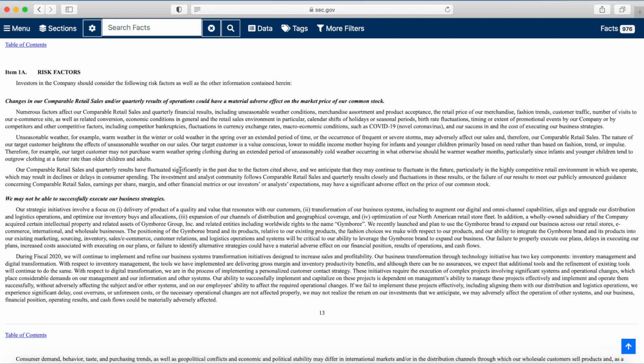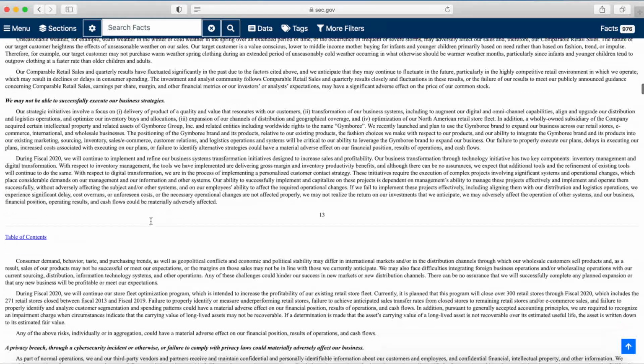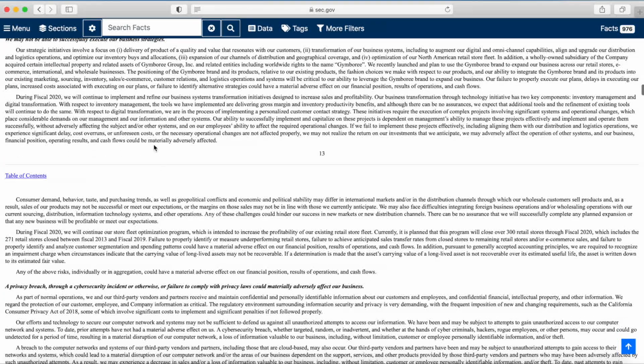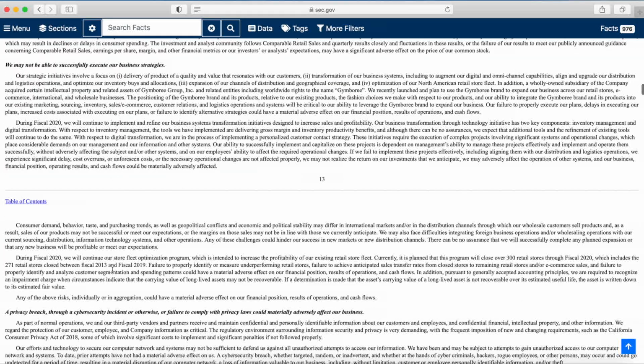There are some things that are a bit more general. I think a lot of companies have similar types of risk factors. So things like market price of common stock, that's very normal for most companies. Not executing on their business strategies.